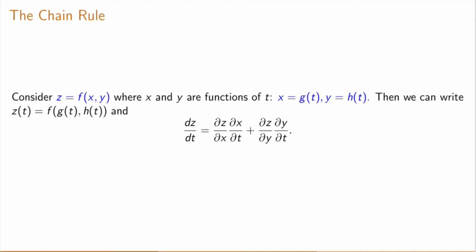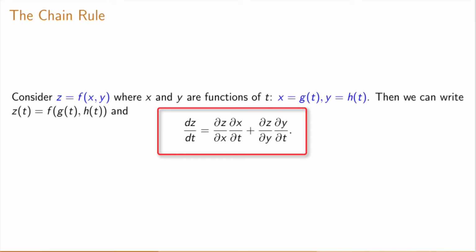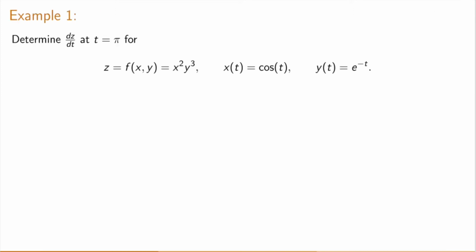Then we can apply a chain rule and write the derivative of z of t as dz by dt is the partial derivative of z by x times the partial derivative of x by t, plus dz by dy, dy by dt. That's a rather simple formula, so let's apply it to an example.